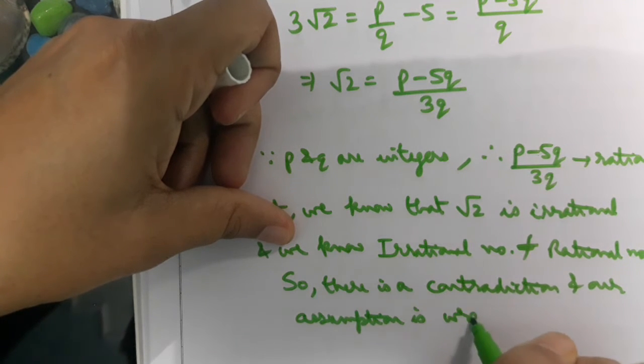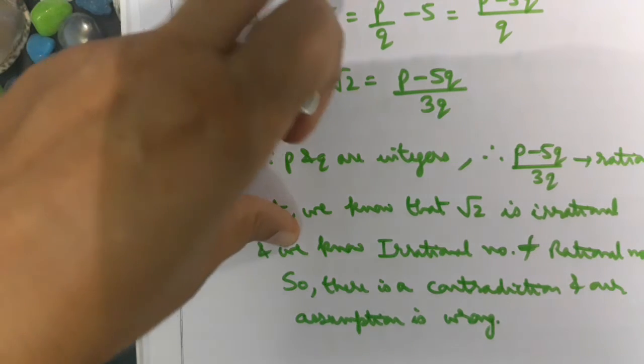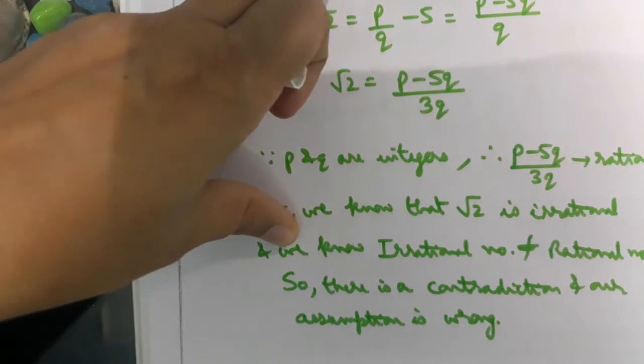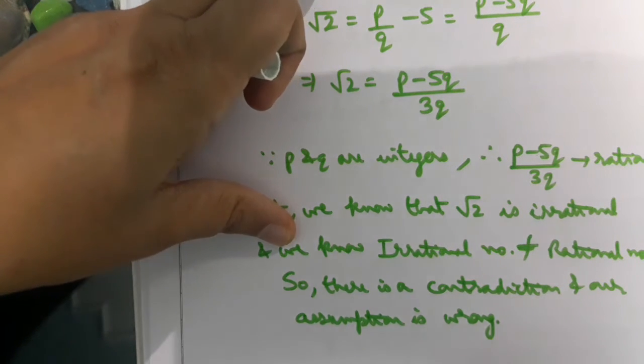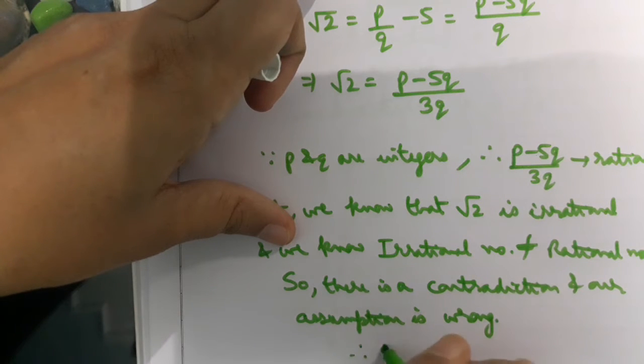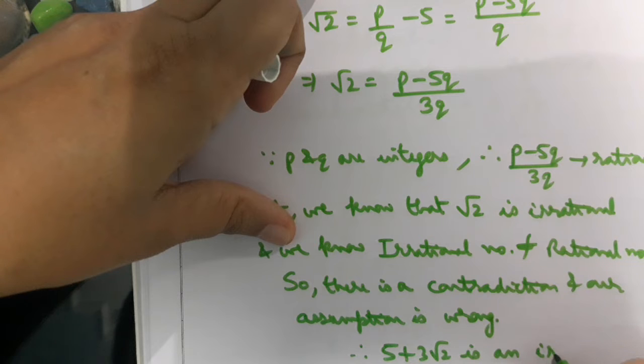And what was our assumption? Our assumption was 5 plus 3 root 2 is a rational number. This assumption is wrong. So therefore we can say that 5 plus 3 root 2 is an irrational number.